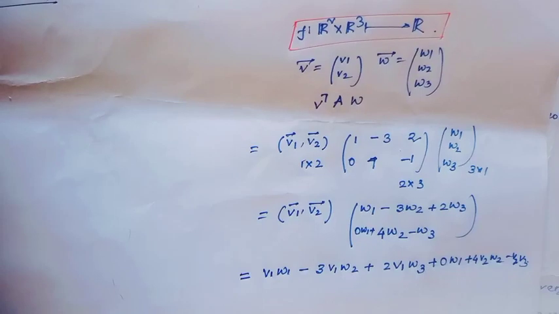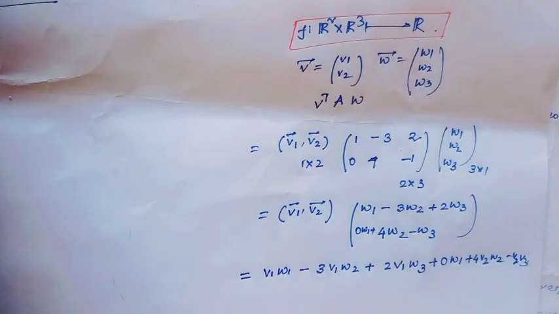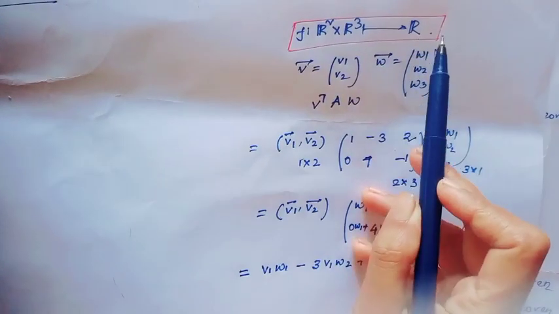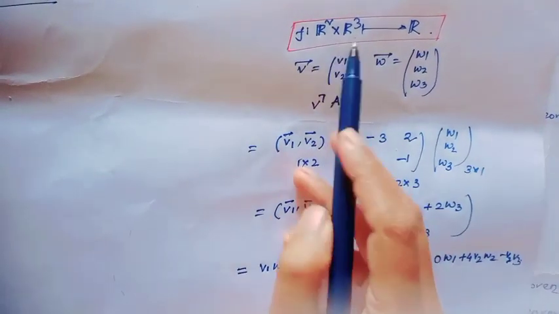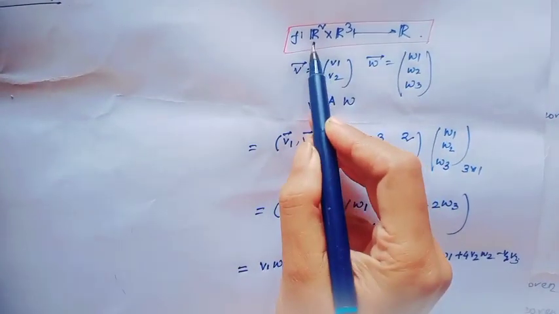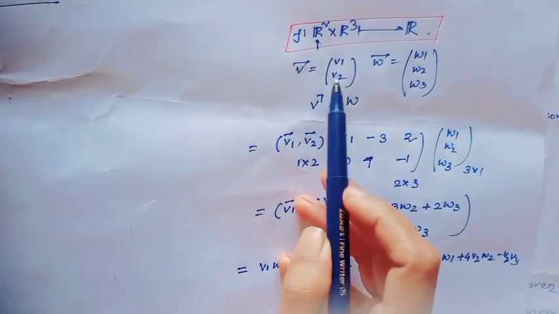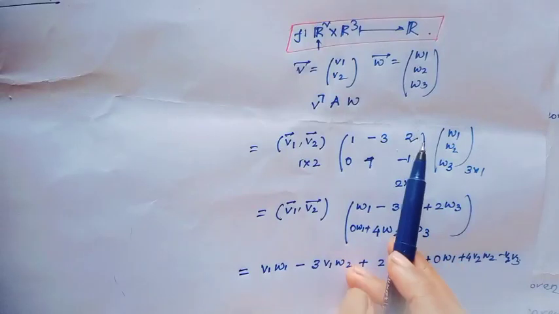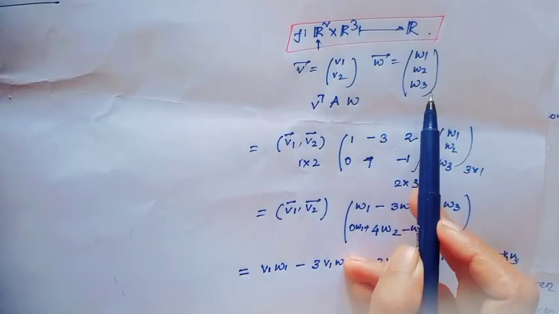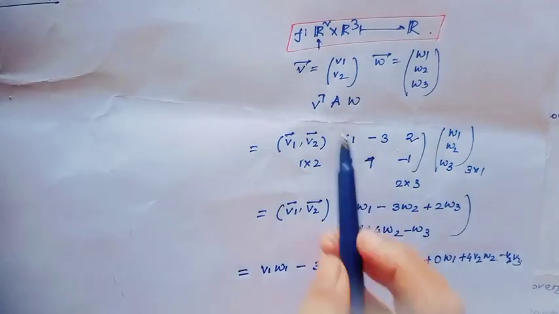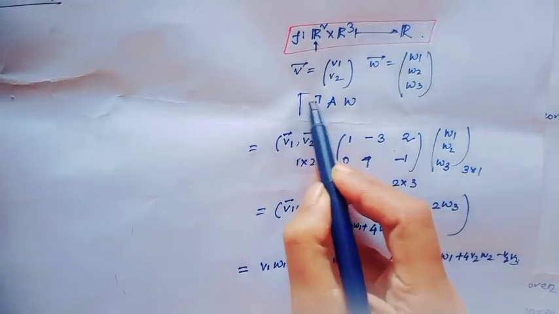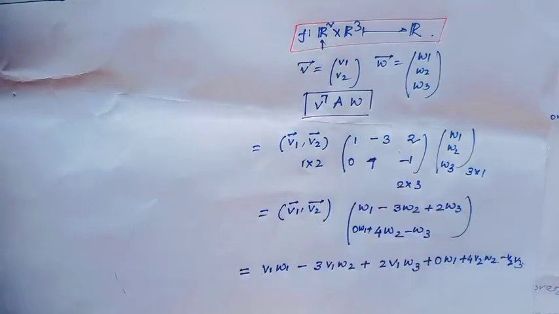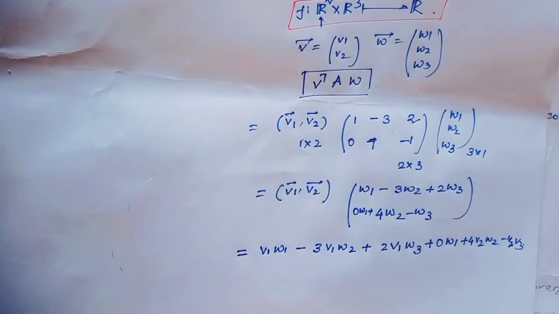Now consider another type of example. f from R2 cross R3 to the field R. Here R2 cross R3 means the vector v1, v2 from R2 and the vector w1, w2, w3 from R3, and the mapping is such that f of v comma w equals v transpose A w. Okay.